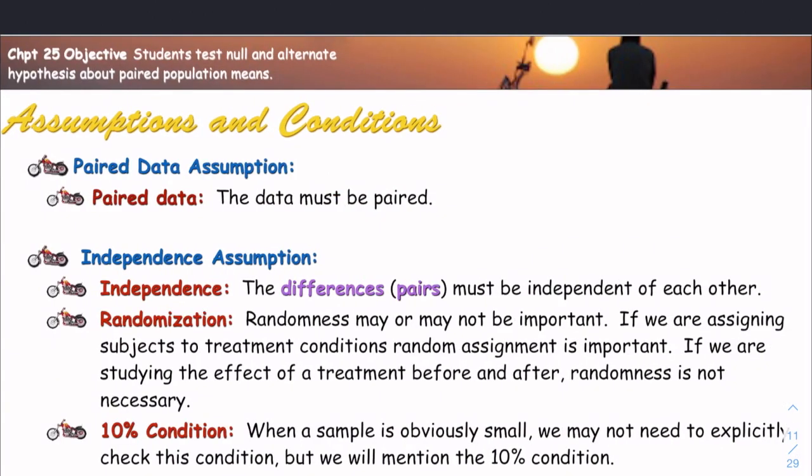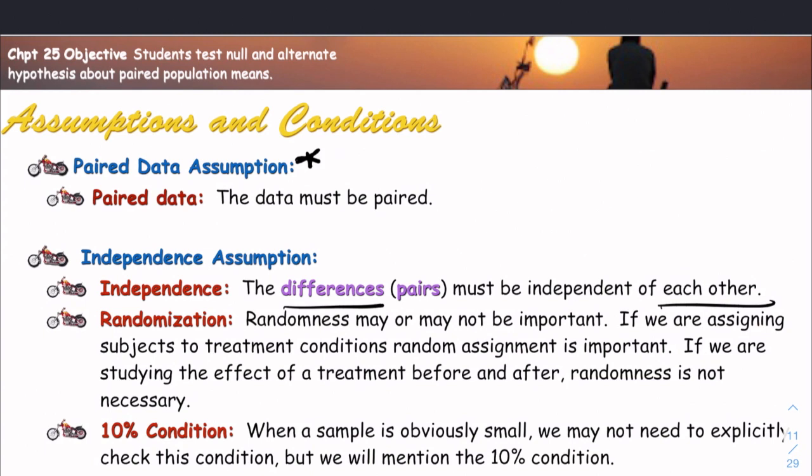So what are our assumptions and conditions that we have to check? Our paired data assumption: if we're talking about pairwise comparisons, we have to check that the data must be paired. With our independence assumption, the differences must be independent of each other, but the two groups definitely aren't.